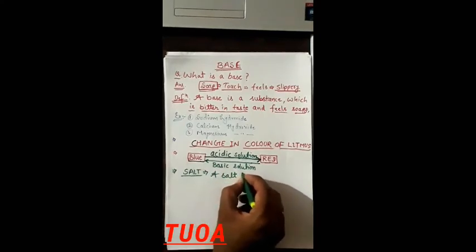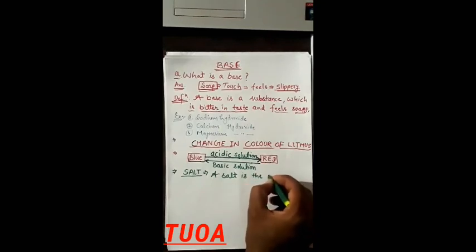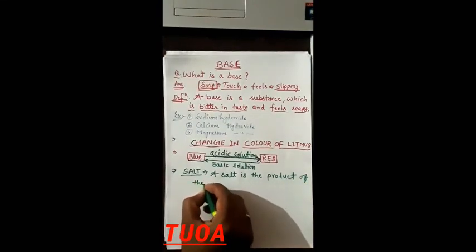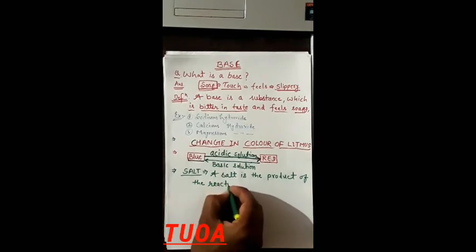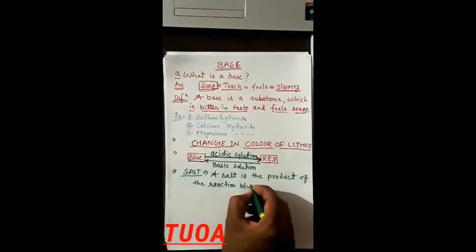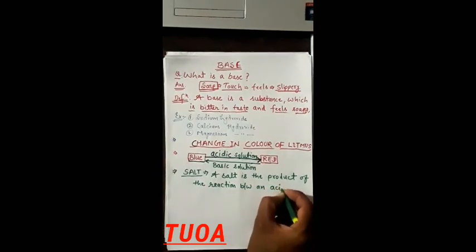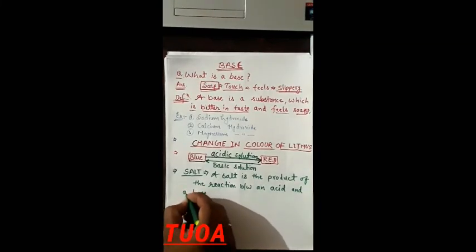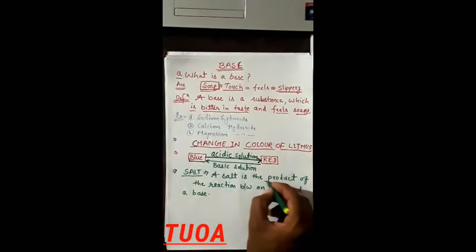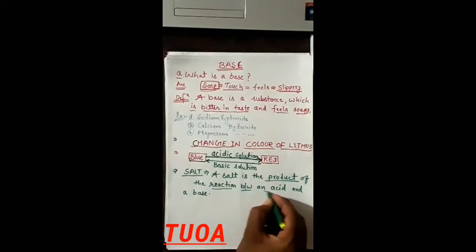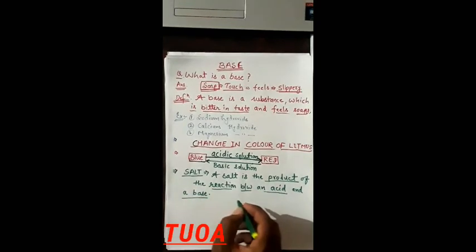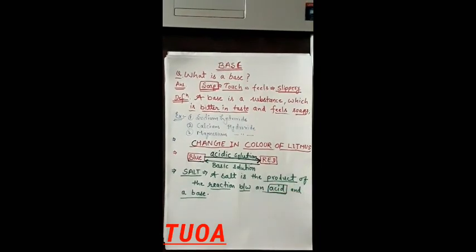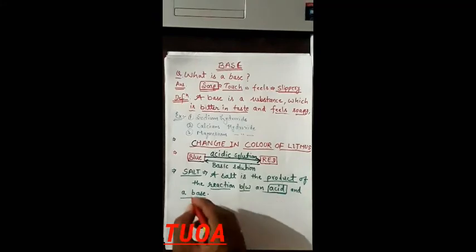The next important point is salt. The name of the chapter is acid, base and salt. Now what is salt? Very common. Salt is the product of the reaction between an acid and a base. Between an acid and a base. Salt is the product of the reaction between an acid and a base.